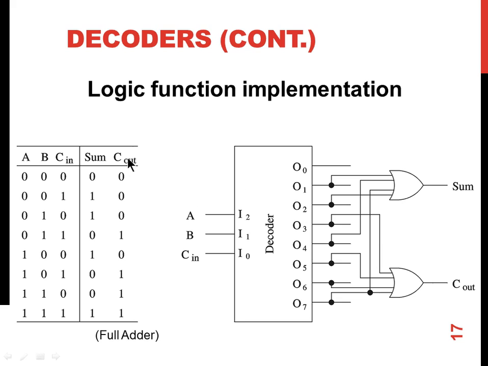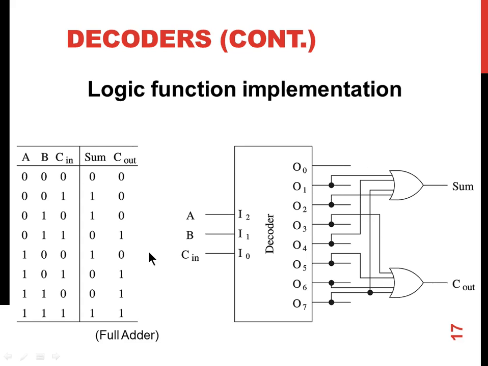Similarly, C out, carry out, will be high when the input combination is 0, 1, 1, which is 3, 1, 0, 1, which is 5, 1, 1, 0, which is 6, and 1, 1, 1, which is 7. So O3, O5, O6, and O7 outputs, if you OR them, you get the output that will be represented by your C out. So this logical table that is given to you, the input table, can be implemented using a 3 to 8 decoder with a few additional gates.